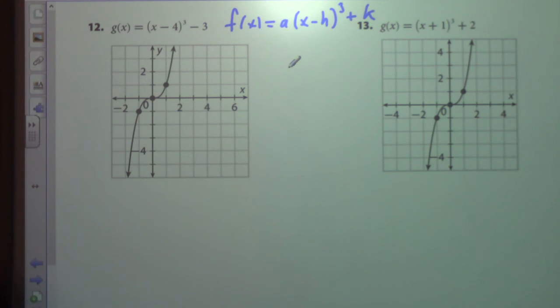Okay, Michelle, what do you got for this one? Did vertically compress? Okay, which feature in this formula deals with vertical compression, right? This thing right here. Do we have any number out here in front? So is there going to be any vertical compression or stretching? What is going to be happening here?